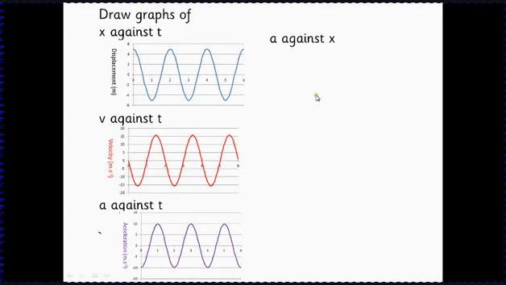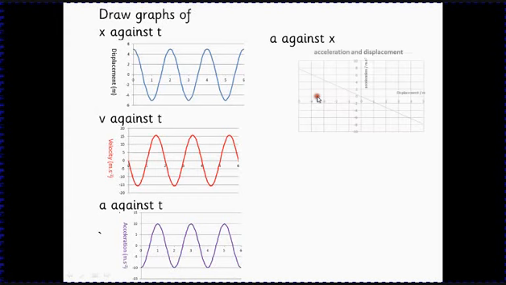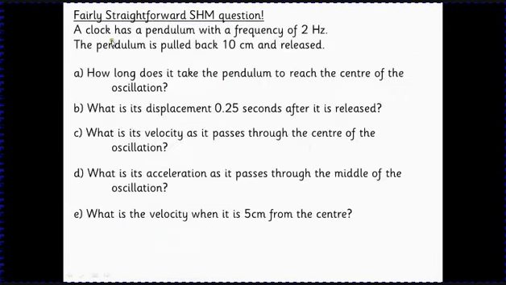And then we've got a against x, which, from our definition of SHM, is a proportional relationship but in the opposite direction, hence the negative gradient. Okay, so if we can do all those things, then we should be able to answer some questions. So let's have a look at the first one.